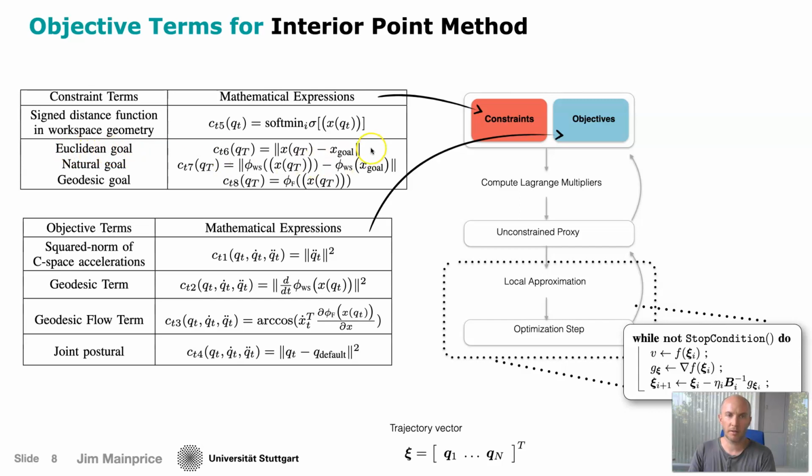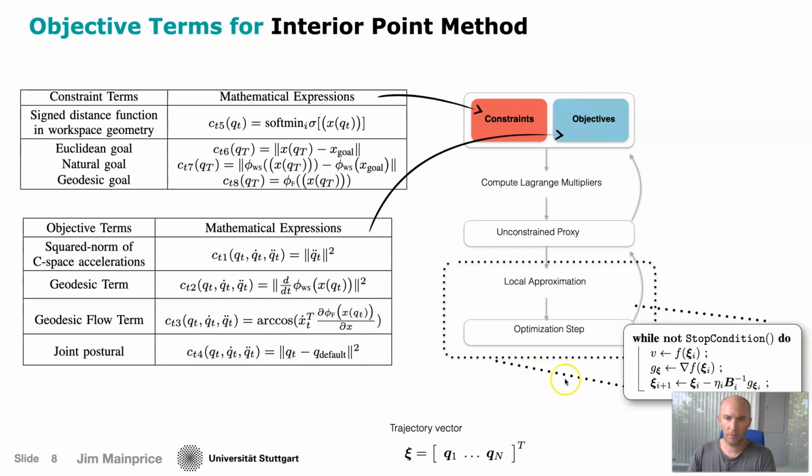So we have a typical Euclidean goal constraint, then we have a natural goal constraint, and then we have our geodesic, which comes from this diffusion process. And as I said, we are going to see how the 3 of them perform relative to each other. Then we have objective terms which have to do with squared acceleration along the trajectory, a geodesic term, and a geodesic flow term, which is the agreement between the direction of motion at any time and the geodesic flow itself. And then a joint postural term.